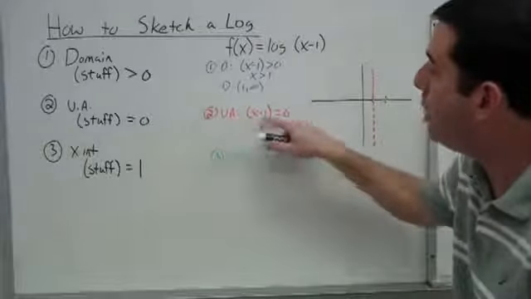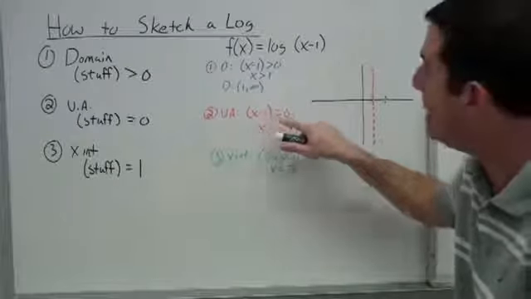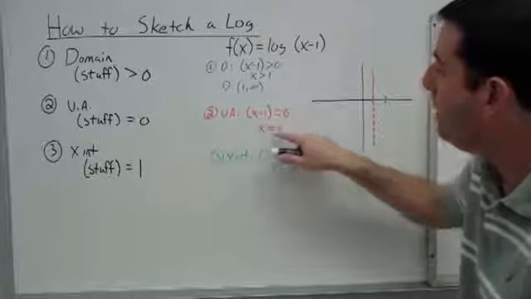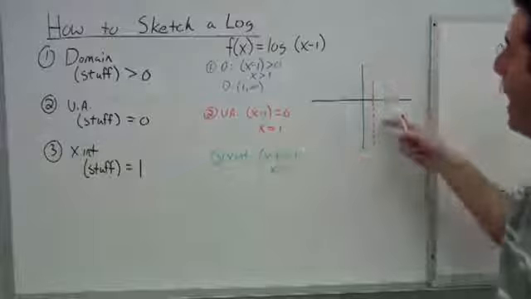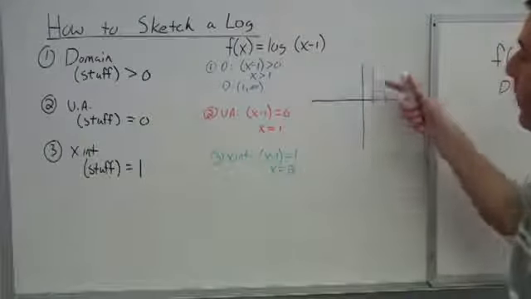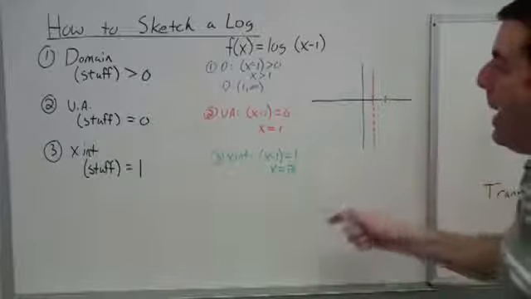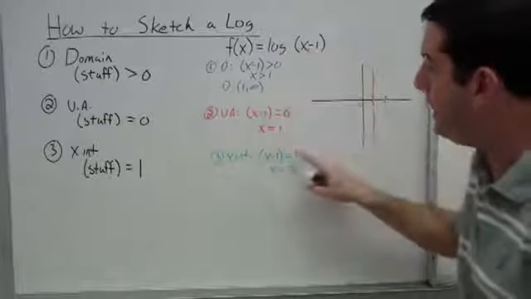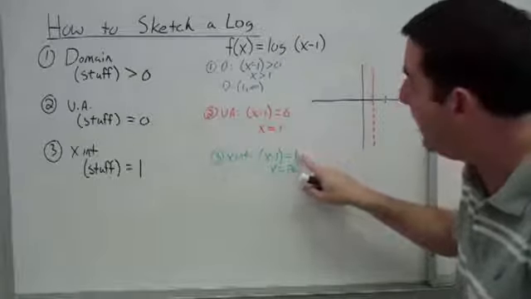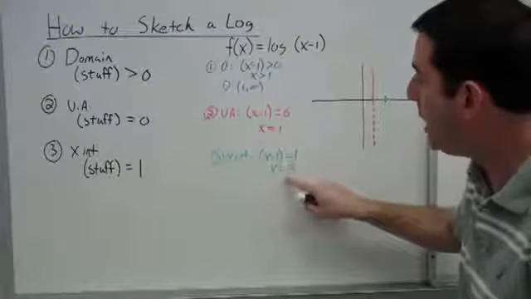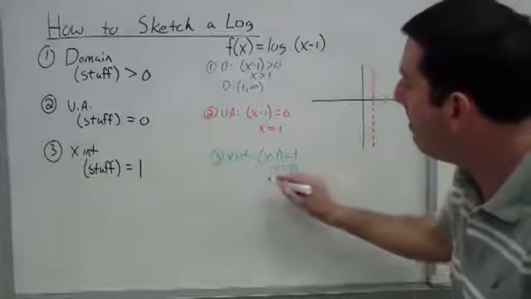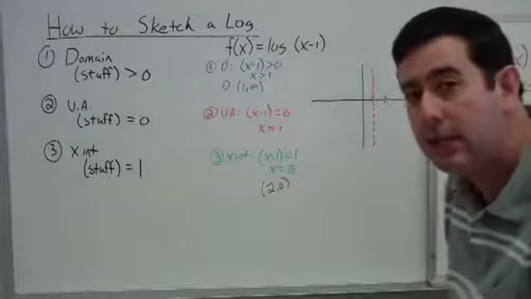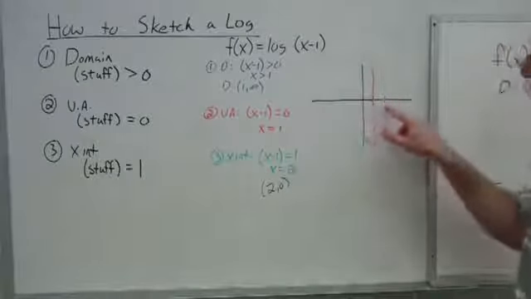The vertical asymptote comes from taking the stuff in the parentheses, set equal to 0. In this case, x minus 1, when you set it equal to 0, gives you x equals 1. On my picture, I've identified that with the vertical dotted red line. And our final step is to find the x-intercept, taking the stuff in the parentheses, setting it equal to 1, and solving. If I add 1 to both sides, looks like my x-intercept is at 2. Remember, this means (2, 0), because the y value of an x-intercept is always 0. I've located that in green.